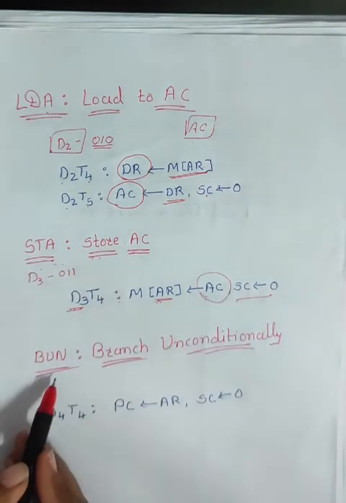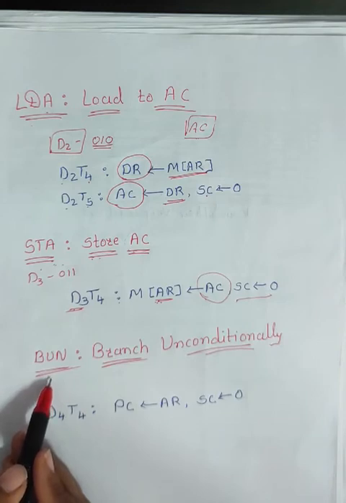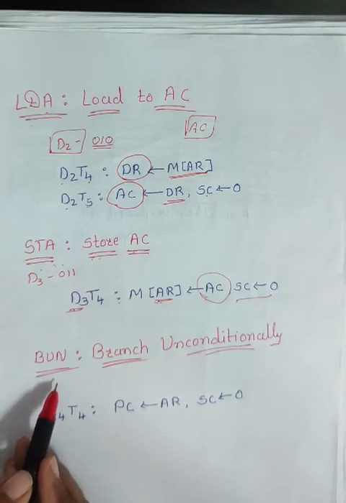Now the next instruction is the BUN instruction. What is the BUN instruction? BUN means branch unconditionally. That means it allows the programmer to specify an instruction that is out of sequence. Usually we have the instructions in a sequence, so the program counter increments each and every time.